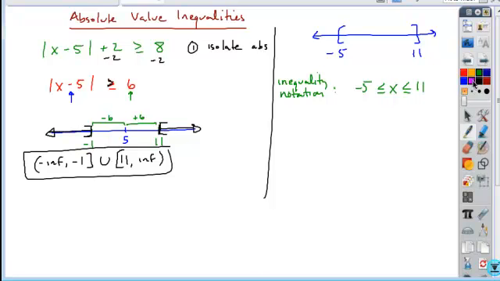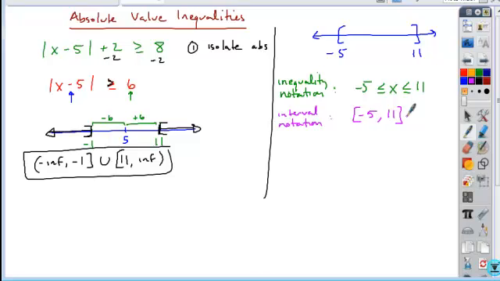Okay? However, I might also ask you to find the interval notation. If I ask you to find the interval notation for this, again, you take your lower limit followed by your upper limit, and then your grouping symbols to indicate inclusion or exclusion. Again, both of these are included, so you're going to have brackets here.